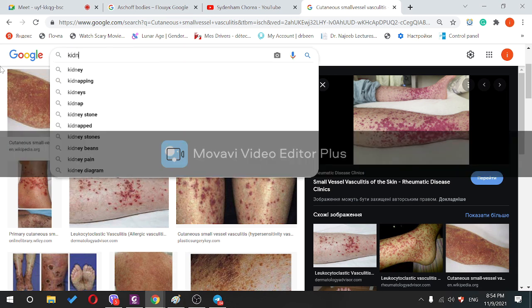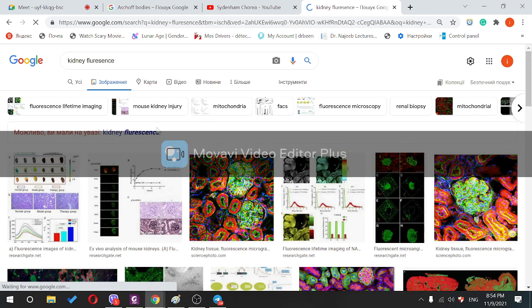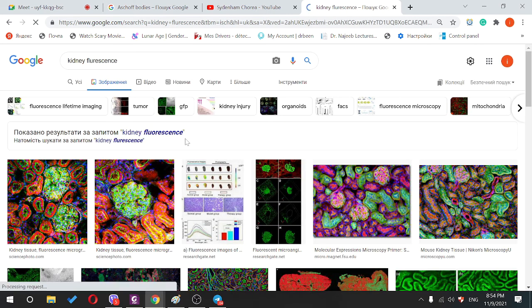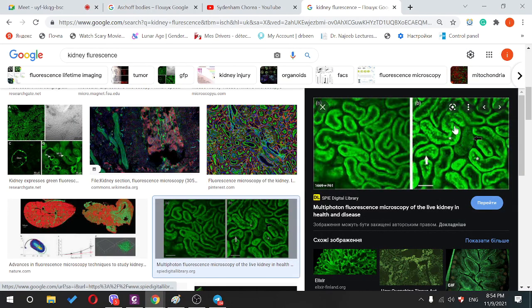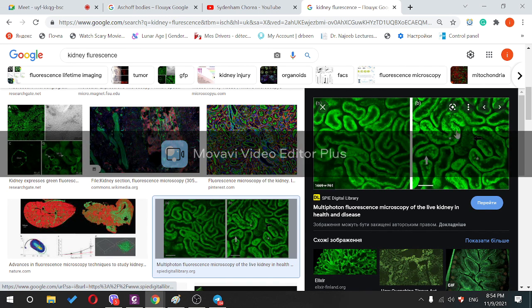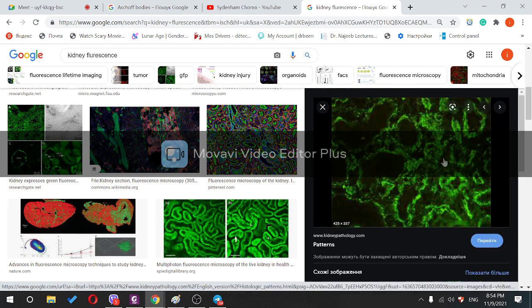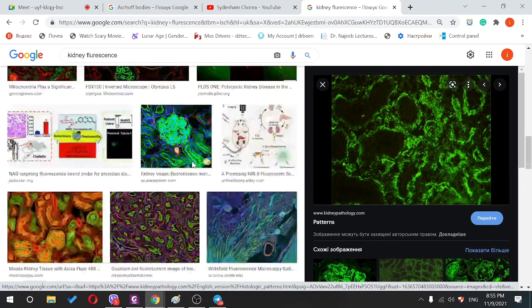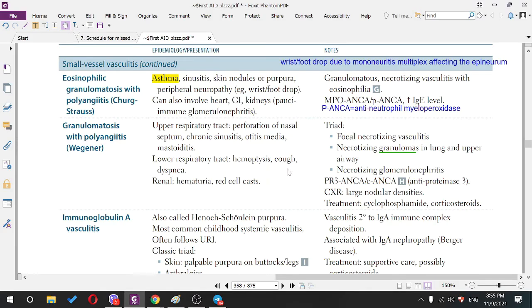That's why I'm going to show you kidney fluorescence. Okay. See this? If you take a portion of the kidney, put a fluorescent dye on it, and then put it under the microscope, you will see something like this. Pretty cool. In the future, I will help you learn how to look at this and know which disease it is. Okay? It's about the patterns. Don't worry, it's not that difficult. So, let's go back here.